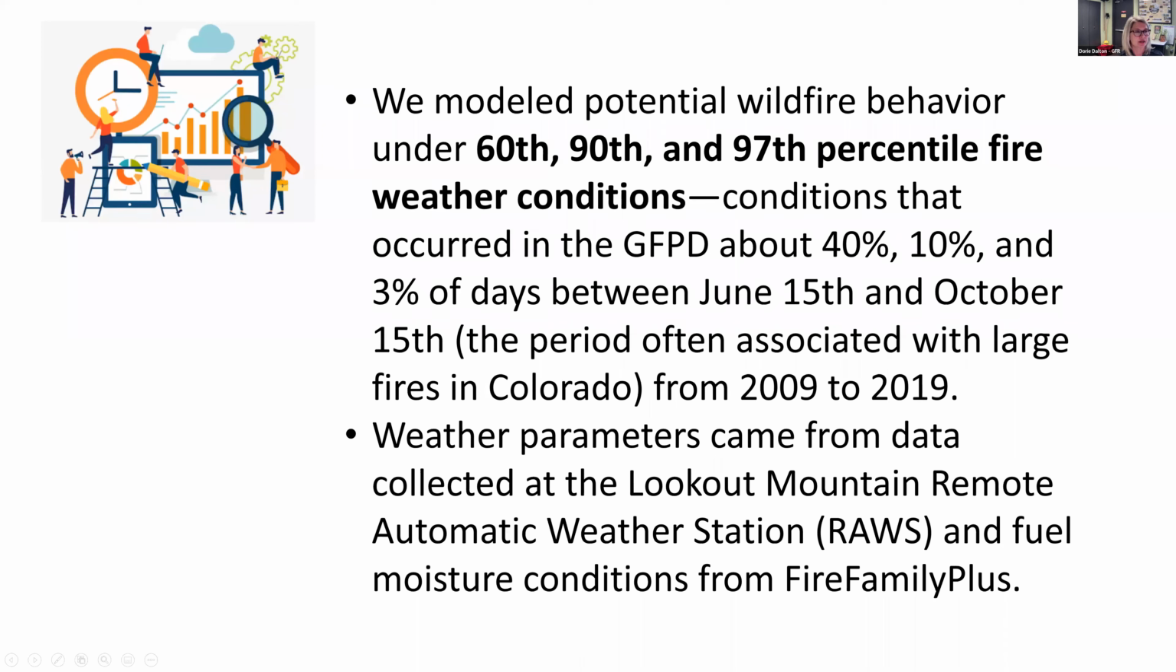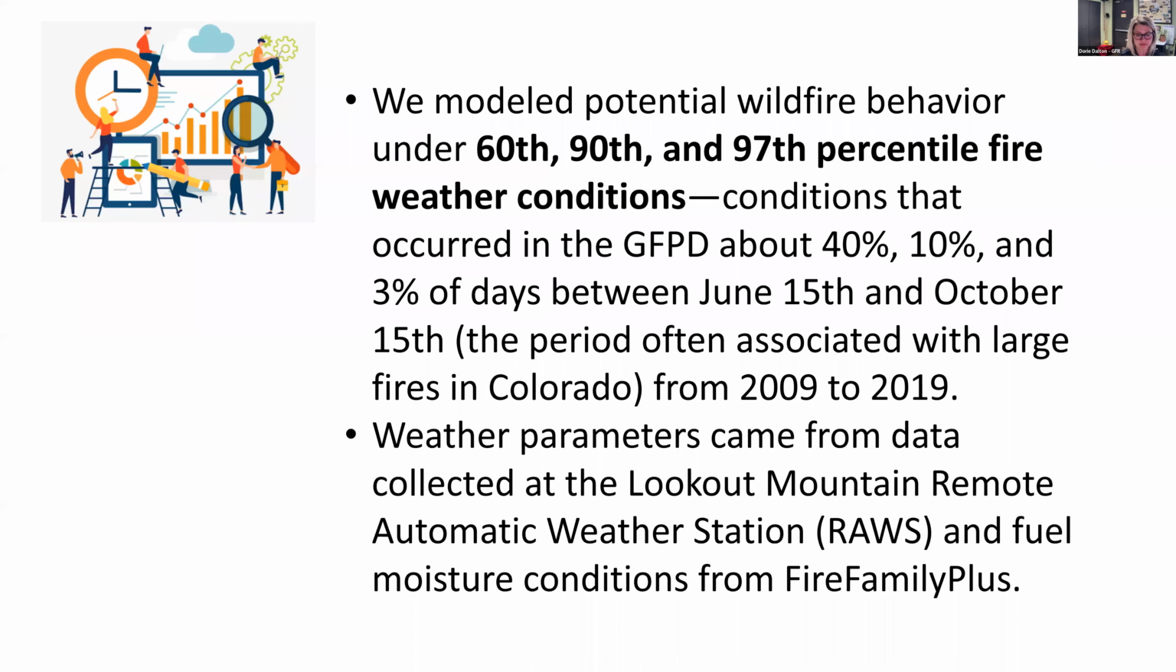All right, so we want you to know that we model potential wildfire behavior under the 60th, 90th, and 97th percentile fire weather conditions, and these are conditions that occurred in our district about 40%, 10%, and 3% of the days between June 15 and October 15th, the period often associated with large fires in Colorado, and the data was collected from 2009 to 2019. Our weather parameters came from data collected at the Lookout Mountain Remote Automatic Weather Station, also known as RAWS, and fuel moisture conditions from the Fire Family Plus.